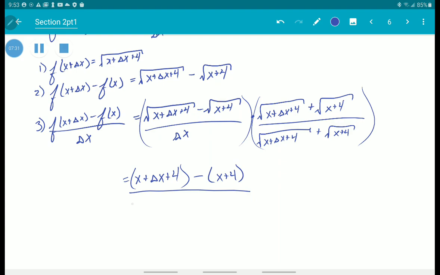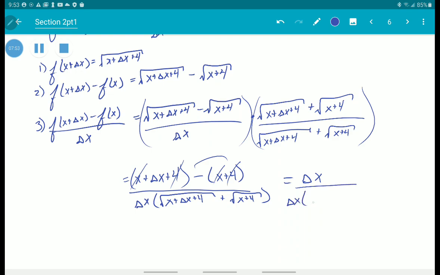And that's going to be over delta x times the square root of x plus delta x plus 4, plus the square root of x plus 4. Now notice here, if we were to distribute that negative, the x's are going to cancel and the 4's are going to cancel. So once again, we're left with delta x on top, over delta x times the square root of x plus delta x plus 4, plus the square root of x plus 4.